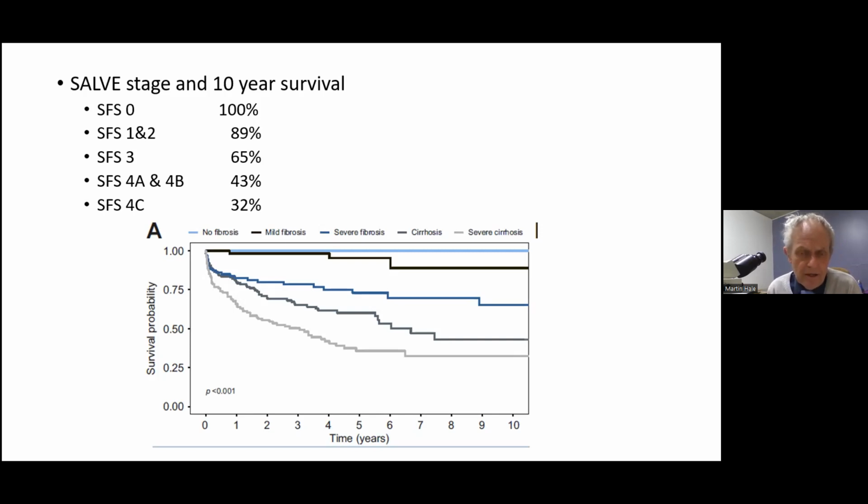Interesting point. All right, so now I've got 4 cases, each of which has an alcohol history, and I thought that we would go through them. So, Bilal, over to you.